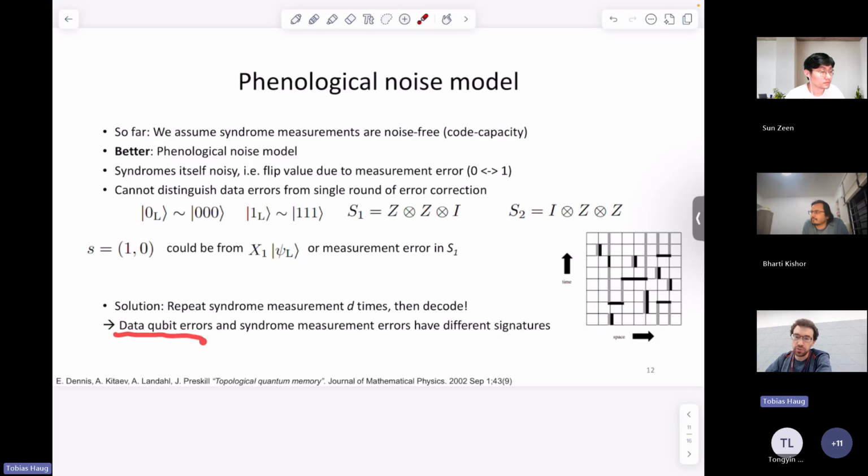Let's say a data qubit error happened, right? Let's say the first qubit is affected by an error. Then the first syndrome will be flipped the first time you measure. Then let's say you measure the syndrome again. Then again, the syndrome will be flipped, right? Because the error is still there. However, if you have a syndrome measurement error, this will happen with low probability only one time. The next time I measure the syndrome, there's no error, right? Because the flipping is probabilistic with low probability. So what I want to say is that data qubit errors and syndrome measurement errors have different characteristics and therefore can be distinguished. And you can distinguish them when you do repeated measurements d times.